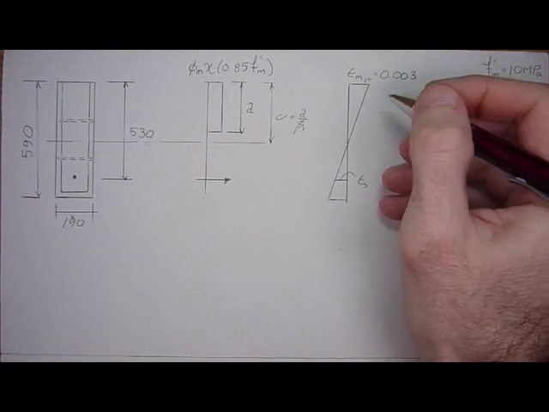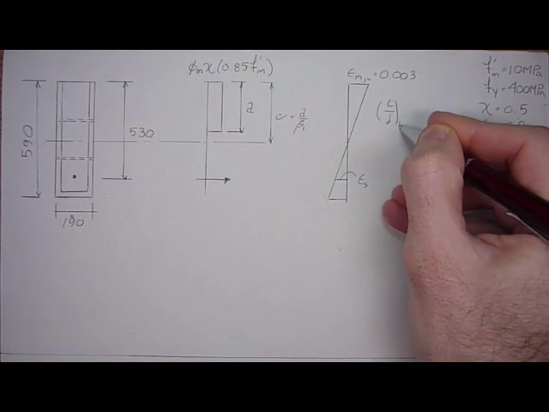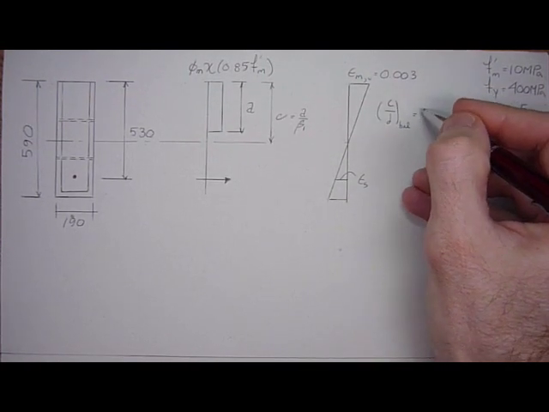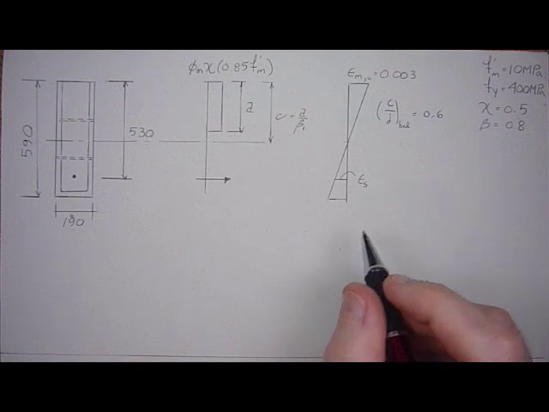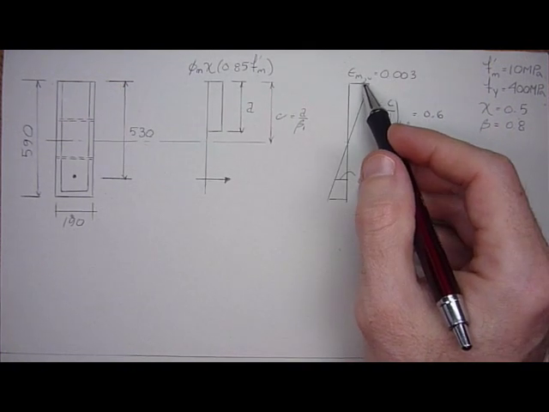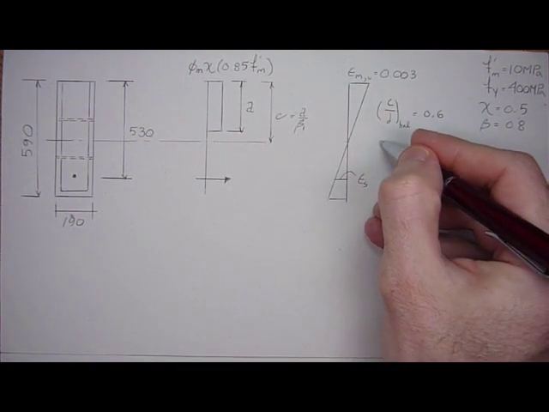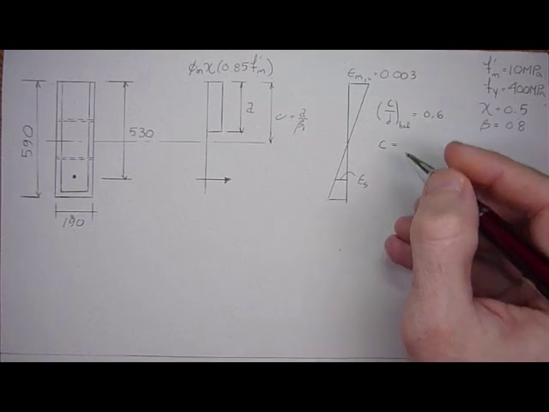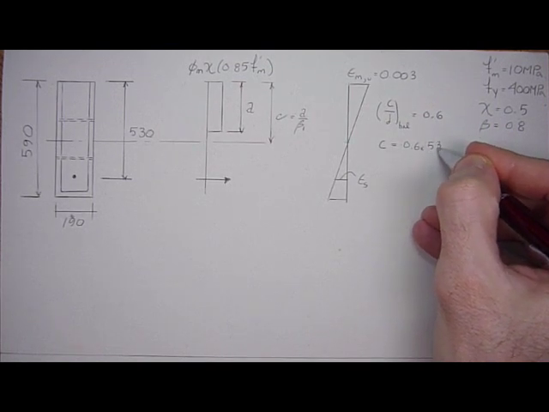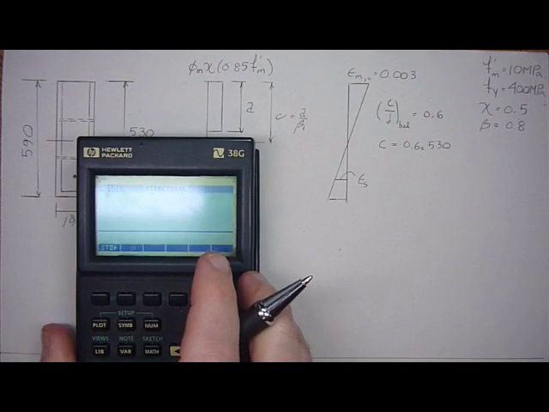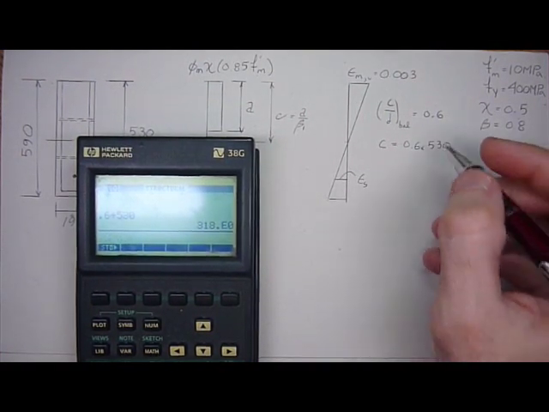Now in the code, c over d balanced is 0.6. It's a little bit lower than in reinforced concrete design, and that's because the ultimate strain in the masonry is lower, 0.003 versus 0.0035. So the c value at balanced conditions would be 0.6 times 530, which is going to be 318 millimeters.